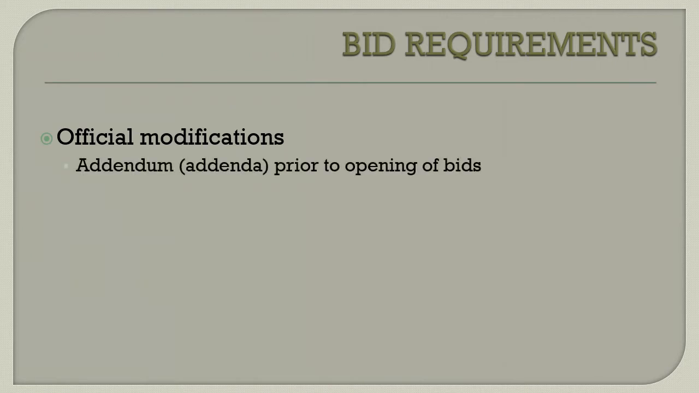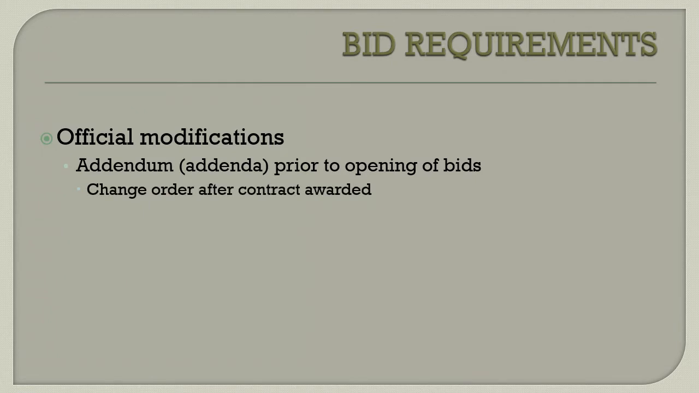Official modifications. If there is a change to the contract, perhaps increasing quantities or decreasing quantities or changing materials, before bids are opened, an addendum will be issued. And if you have more than one, it's called addenda.